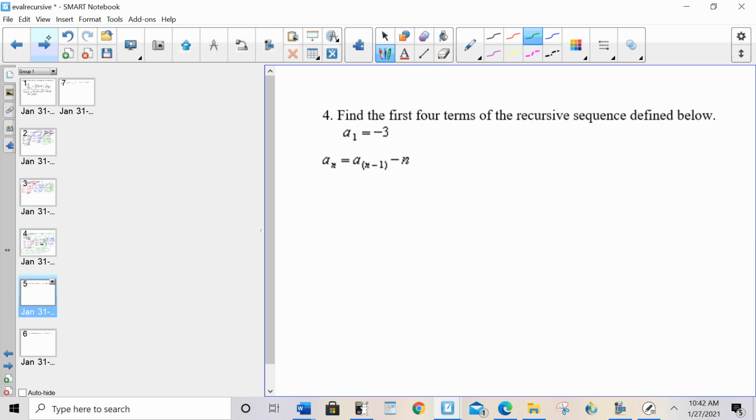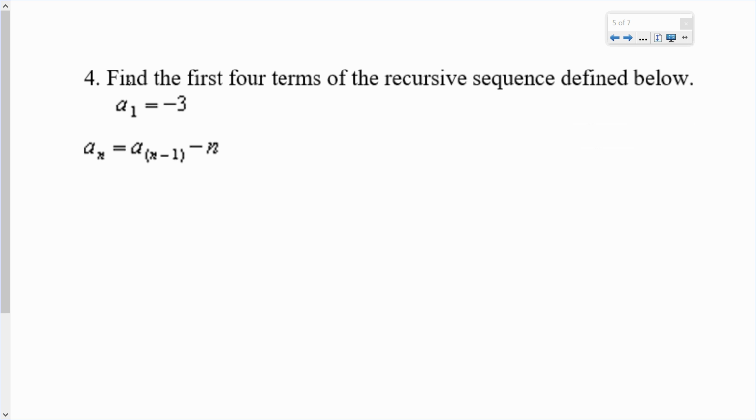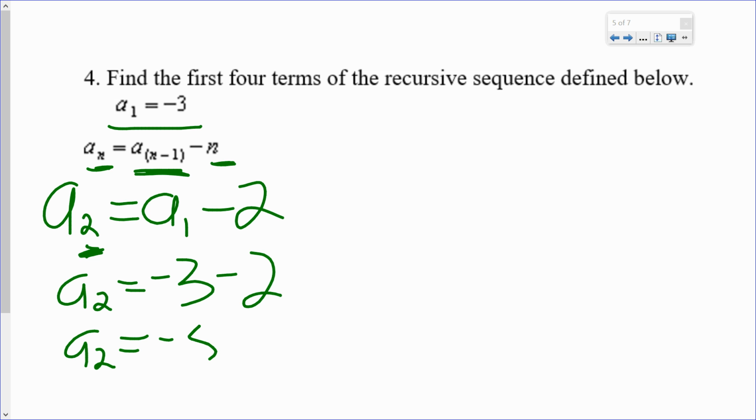That was a little twist on number 4, so we're going to take a look at that. Number 4, again, it says find the first 4 terms. Because it's giving me the first term, I'm going to start by finding the second term. So it's a_(n-1), which means the previous term, which in this case would be a1, minus n. Now, we haven't seen this n yet. n is the term that you're finding. By definition, that's what n is. So if I'm finding the second term, then n is 2. a1 is negative 3 minus 2. a2 is negative 5.